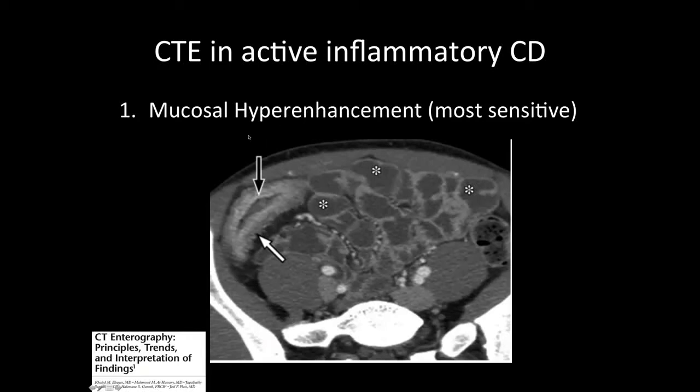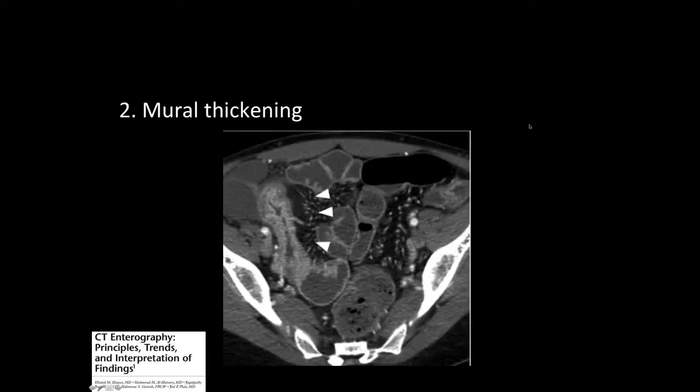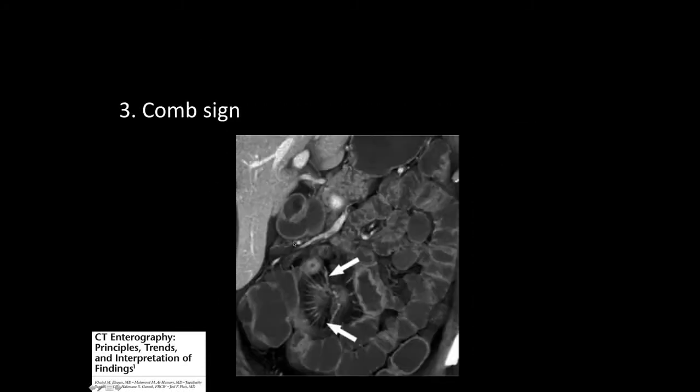So the mucosal hyperenhancement is the most sensitive. Number two, mural thickening. Similar to this case, there's a circumferential mural thickening. Number three is the comb sign. The comb sign is the prominent vasa recta. It looks like a comb.